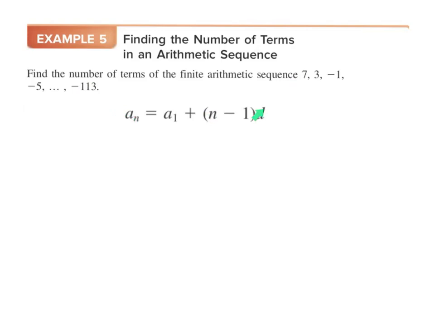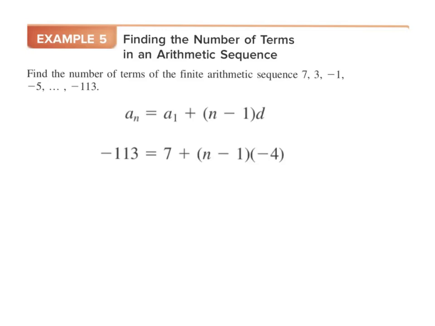We know the first term, and now we know the common difference. So plug those things in. Last term is negative 113. First term is 7. The common difference is negative 4. I have enough information here to solve for n. So go ahead and do that and pause the video and see what you get.